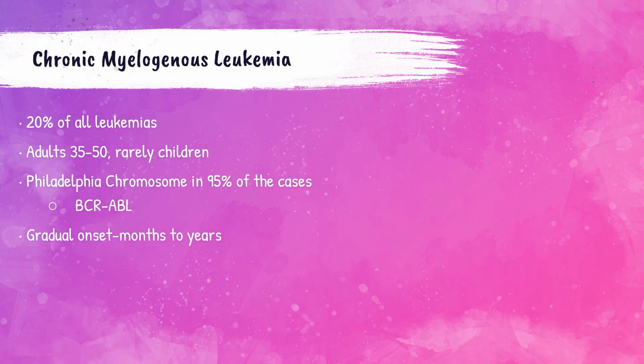Chronic myelogenous leukemia, or CML, mainly affects adults in the 35 to 50 year range. It is a chronic leukemia, so the onset is gradual, usually months to years. This is associated with a gene called BCR-ABL that is created by something called the Philadelphia chromosome. So around 95% of all CML cases have this. Patients with this may be asymptomatic. Patients with symptoms may have fever and fatigue, unexplained weight loss, bone pain, bleeding, and night sweats.